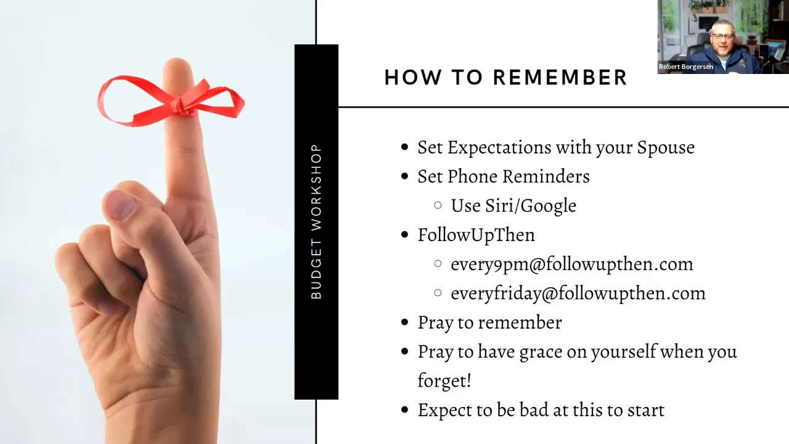One is you can just set up expectations with your spouse, right? Talk to your spouse and share what you're trying to do here. Talk about how often you'd like to keep the transactions updated. If you want to do it daily, or every 2 days or every 3 days. I probably wouldn't go too much more than that, because it does get hard to remember sometimes what the transactions were. Certainly you can set phone reminders, use Siri or Google, and just say, remind me every day at 9 a.m. to update my budget, right? That's something you can ask Siri or Google to do.